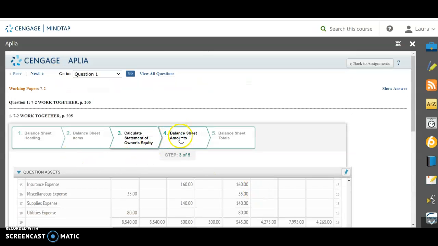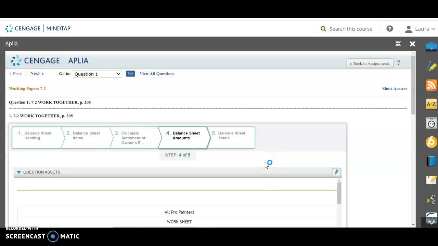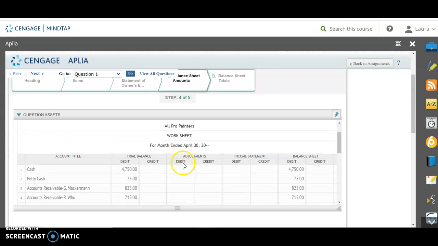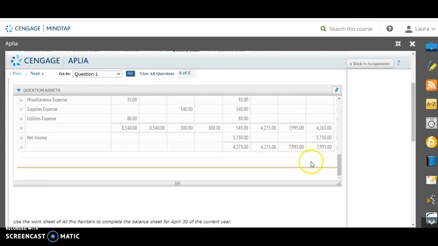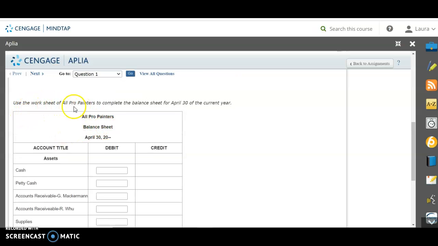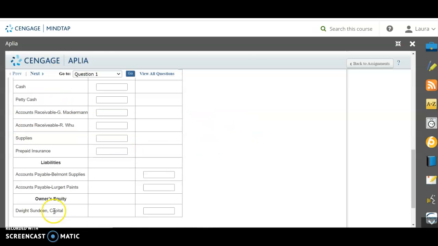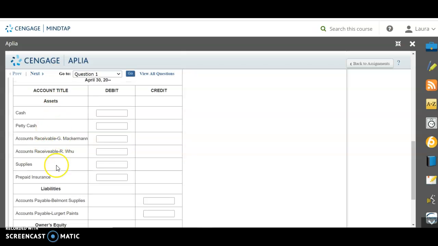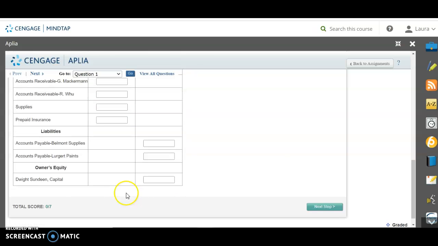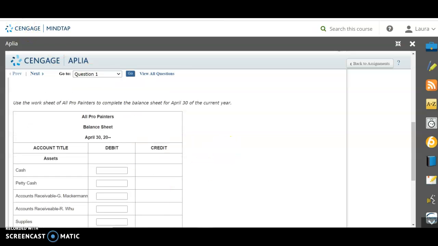The next step is the balance sheet amount. So let's see what this step is all about. Again, it gives us our worksheet up above. And here is our document. Use the worksheet from all pro painters to complete the balance sheet for the current year. So it gives us all the information. It did the hard work for us. It lists our assets, liabilities, and owner's equity, names, and so forth. So we're just plugging in the amounts.